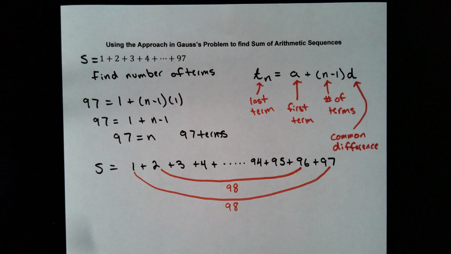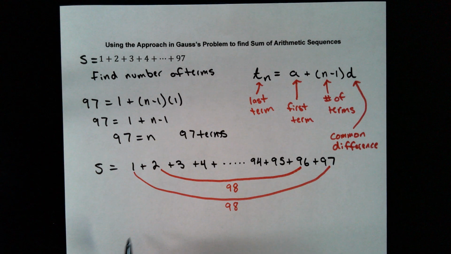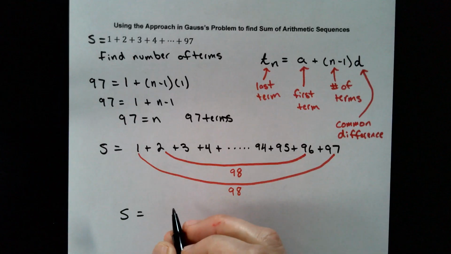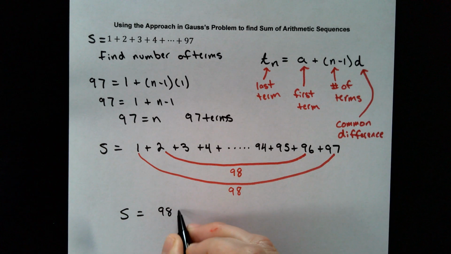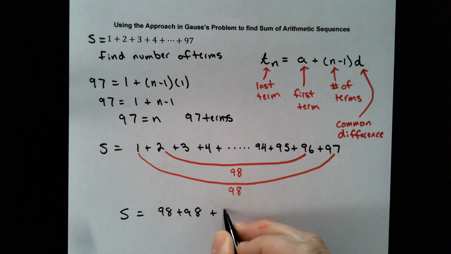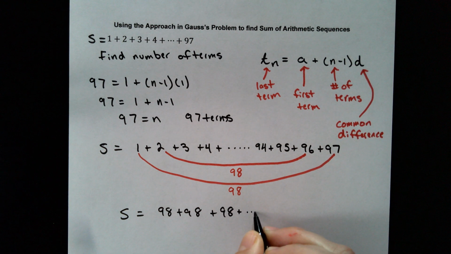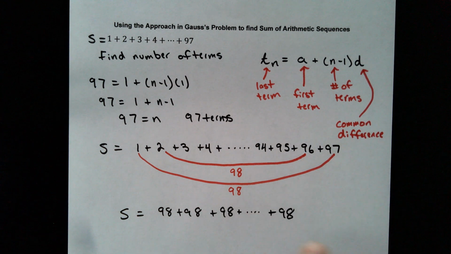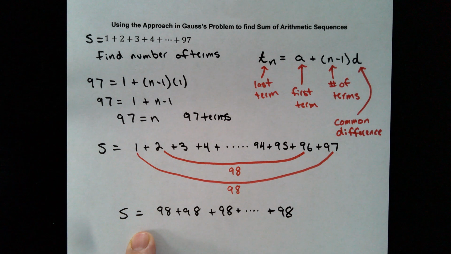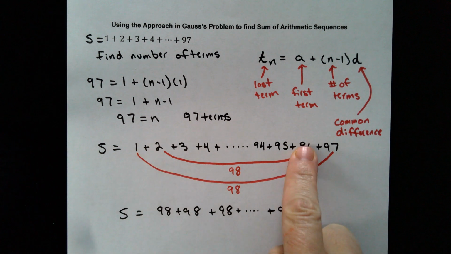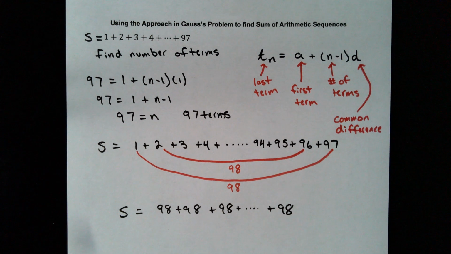So if I wanted to write this in terms of S, I could say S is equal to, now stay with me here, 98 plus 98 plus 98 plus dot dot dot plus 98. But is that correct? Is this right? Well, it's not, because if you're pairing them together, there should only be half the number of terms, right?